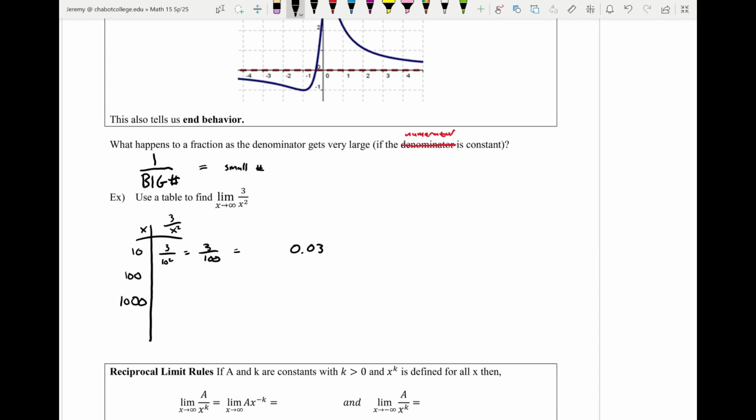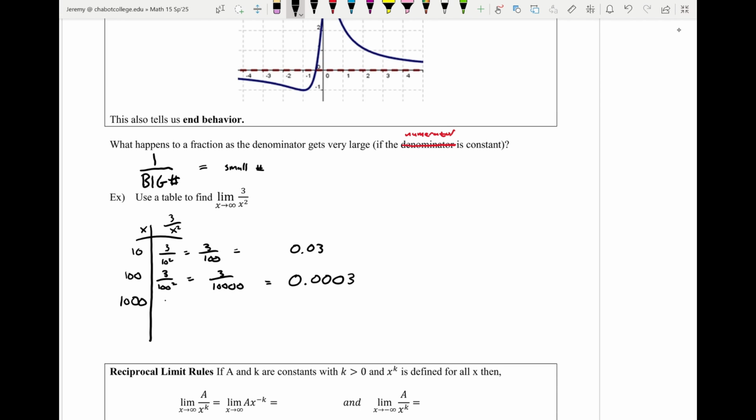Okay, let's plug in a bigger value. If I plug in 100, so 3 over 100 squared, this is going to be 3 over 10,000. All right, and 3 10,000ths looks like this: 0.0, so that's hundredths, thousandths, 10,000ths.